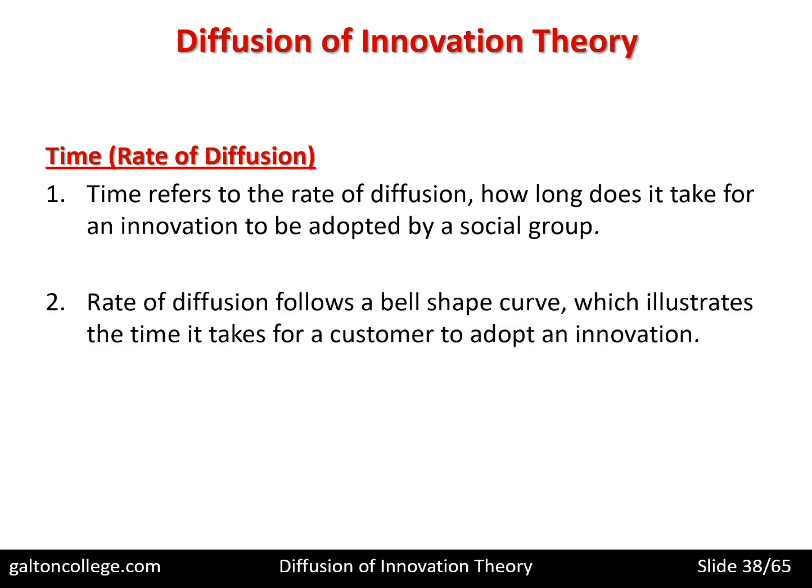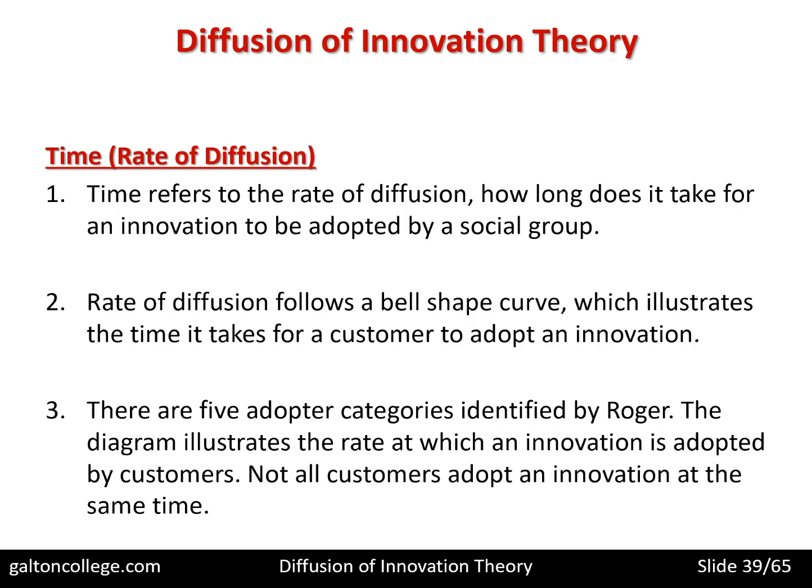The rate of diffusion follows a bell-shaped curve, which illustrates the time it takes for a customer to adopt an innovation. And we'll talk about this later on in these notes. But we can imagine a normal type distribution, that sort of shape, for innovations to come into existence, to be adopted, and then to be adopted on a large scale by a large number, and then to go out of fashion, decline. If they're not kept contemporary, they will decline in fashion or in desirability, and they will leave the market. We'll talk about this later.